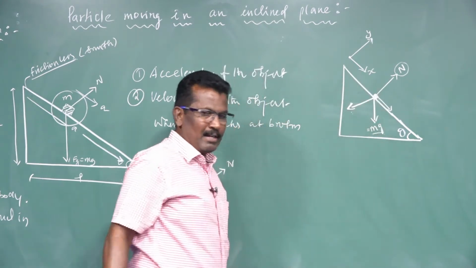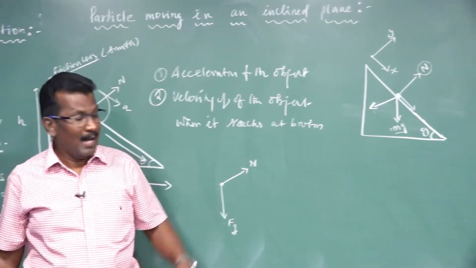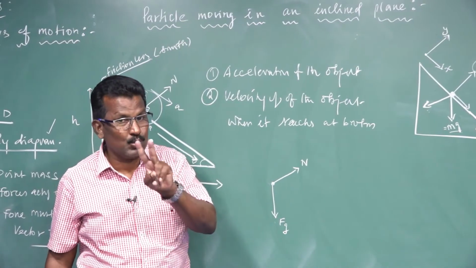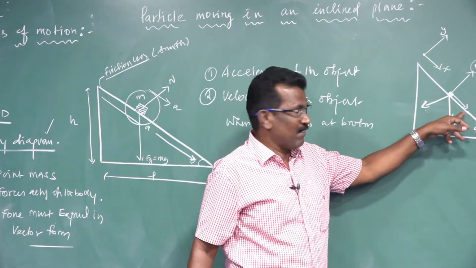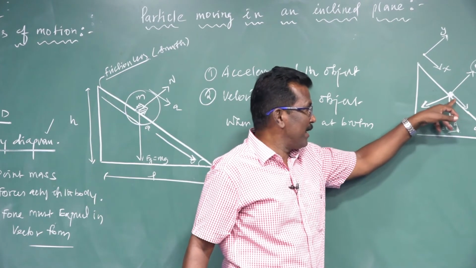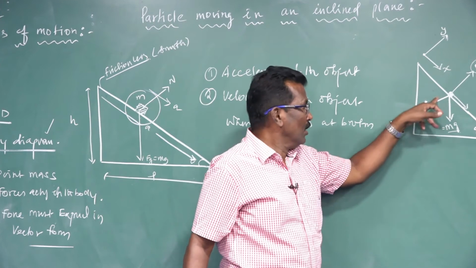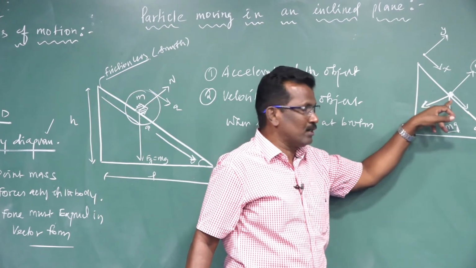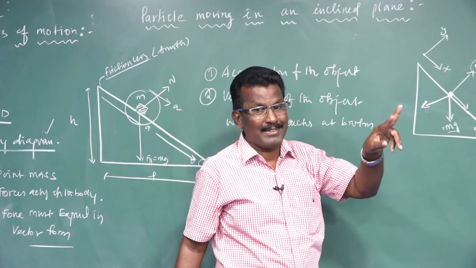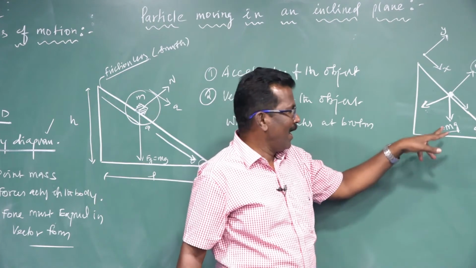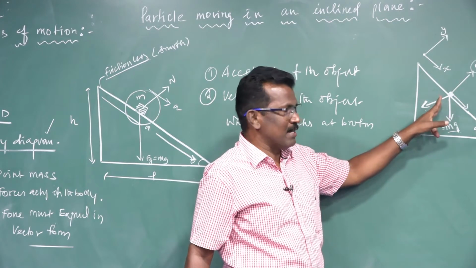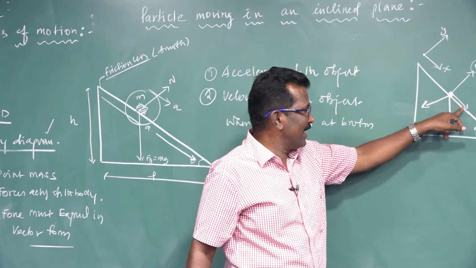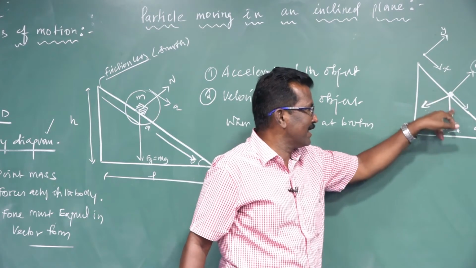So mg, the gravitational force acting downward, has been resolved into two components. One is along the direction of the surface where it moves. One is perpendicular to the direction where it moves. The two forces are perpendicular, but they are not equal. Mg has been resolved into two components, one parallel along the inclined surface, another perpendicular to the inclined surface.